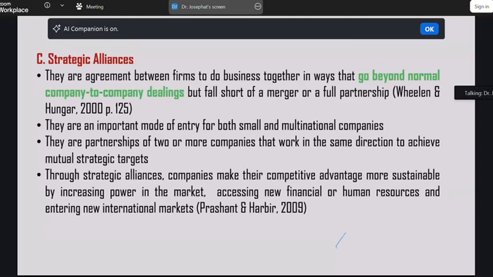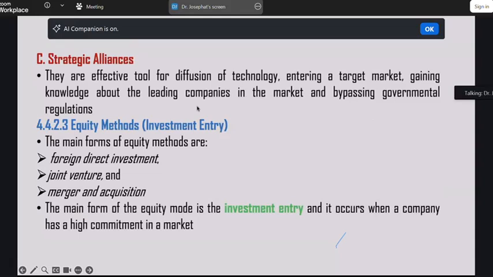So tunaangalia hizi mara nyingi inawezekana labda kuna ambaye ni manufacturer, labda ni mkulima. A small company involved in agriculture inaingia kwenye strategic alliance na big company involved in manufacturing. Kama wewe kilimo chako unacholima unamuuzia huyo manufacturer, not to other ways, kwa sababu mmeingia kwenye strategic alliance, mnategemeana. So unazalisha unamuuzia yeye, na whatever yeye anazalisha anaenda kuuza kwenye final consumer, whichever the case, as one of the ways of strategic alliance. So these are effective tools for diffusion of technology, entering a target market, gaining knowledge about the leading company in the market, and bypassing government regulations. Mara nyingi wanatumia hizi kubypass those government regulations na whatever.